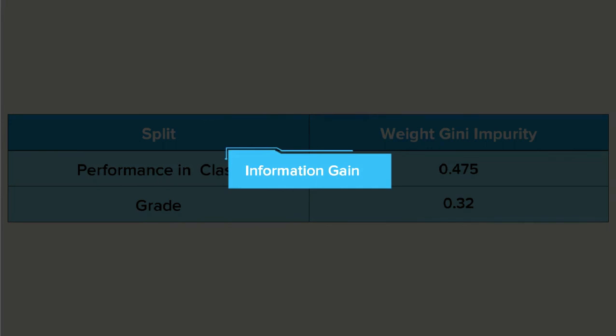So that's it in this video. In the next video, we will look at another criterion for selecting the best input variable for splitting in a decision tree classifier, known as information gain.